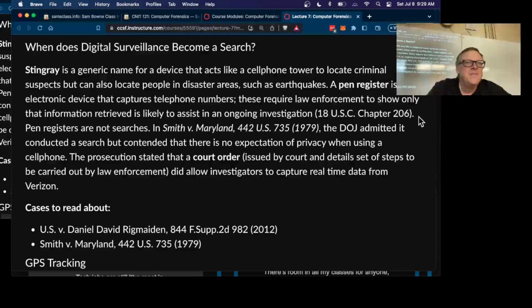Yeah? Is it legal to own a Stingray? That's a very interesting question. Is it legal to own a Stingray? I think it is. I wanted to build one here. You can own one, but you can't use it to intercept other people's calls.